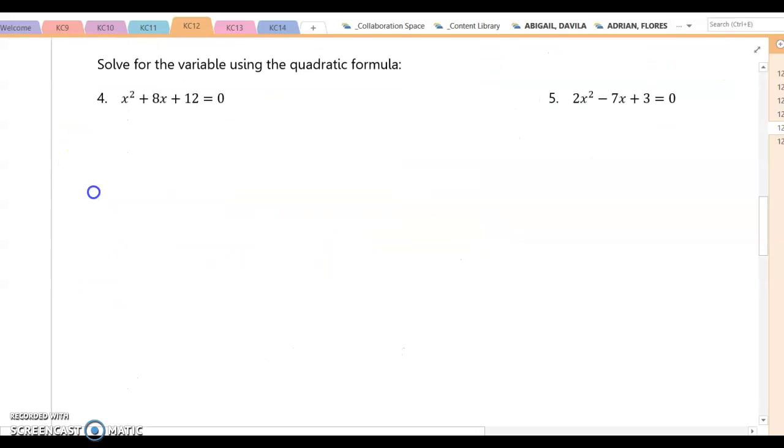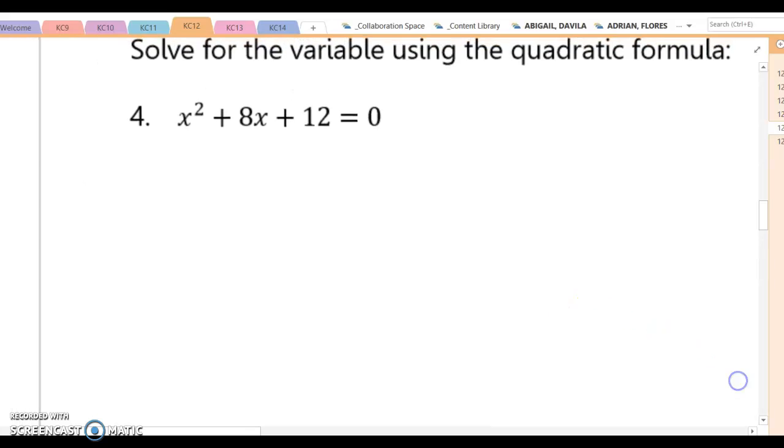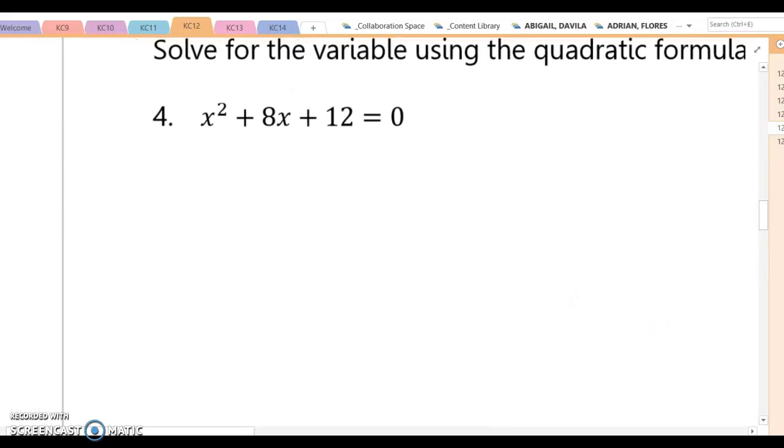Wild. All right, so this one actually says solve for the variable using the quadratic formula. So we're actually solving it this time. So we're setting up our equation, then going through and actually solving.